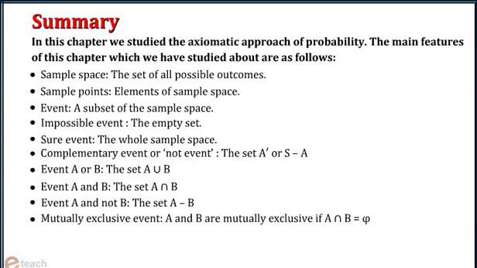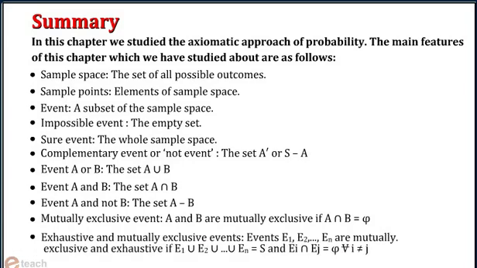Mutually exclusive events. A and B are mutually exclusive if A intersection B is null set. Exhaustive and mutually exclusive events. Events E1, E2 up to En are mutually exclusive and exhaustive if E1 union E2 union up to En is equal to S and Ei intersection Ej is null set for all i not equal to j.